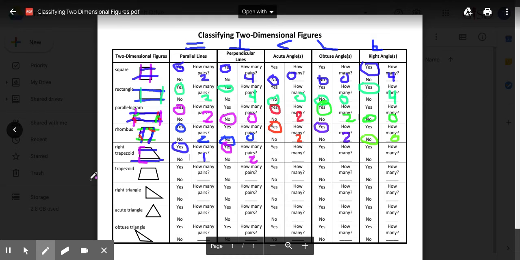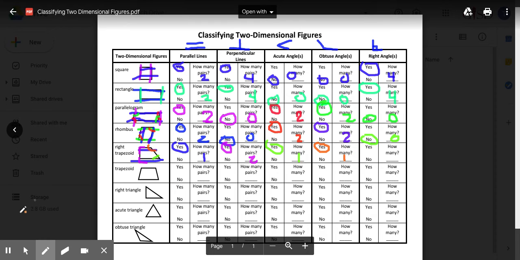Your next question says, do I have any acute angles? You have an acute angle right here, so the answer is yes, and I have 1. The next question asks you how many obtuse angles you have. You have an obtuse angle here in the top corner, so the answer is yes, and I have 1.